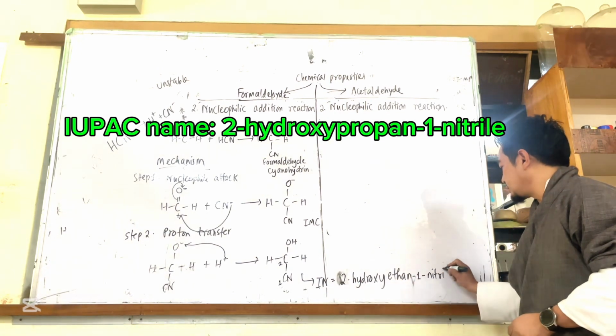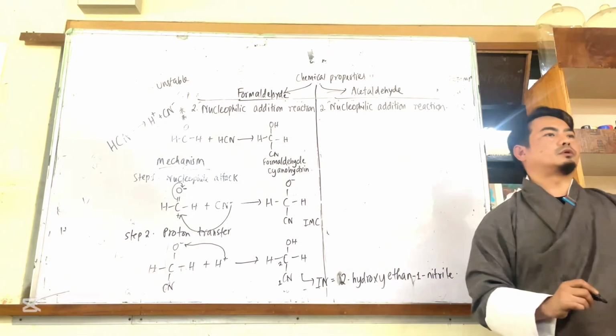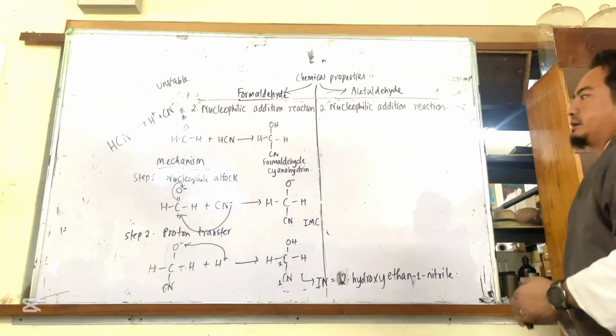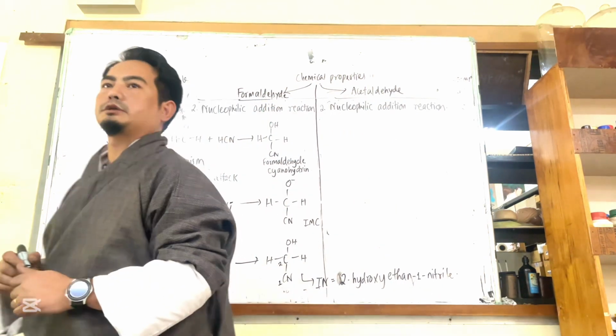It is known as nitrile, not as cyano that you have learned in coordination chemistry. It will be written as nitrile. So can you write this? This is important from the exam point of view.